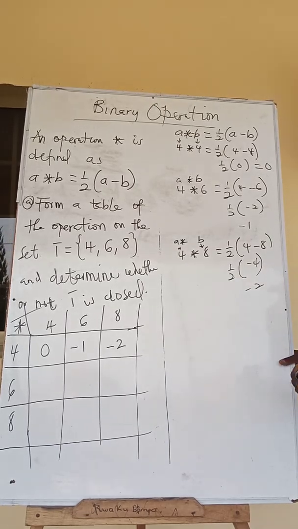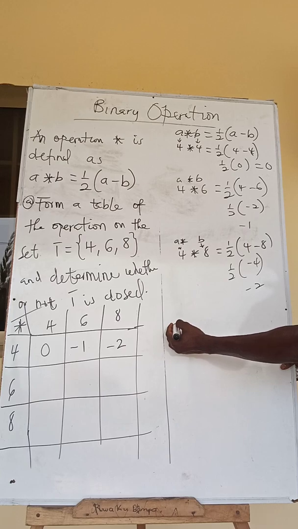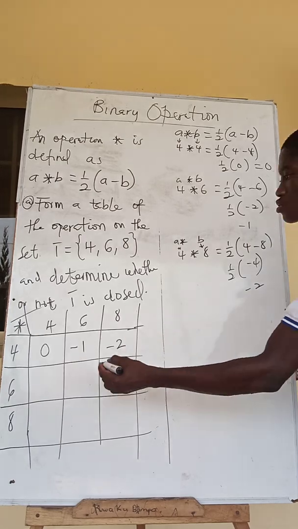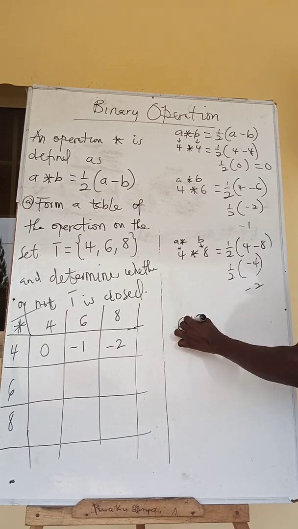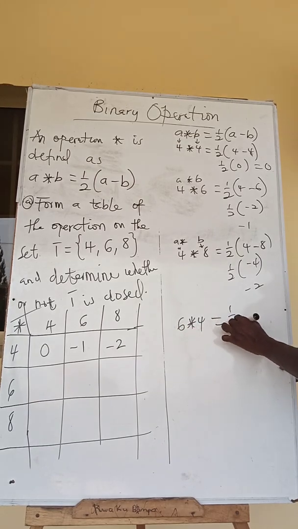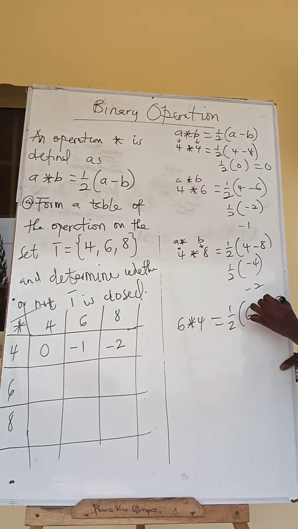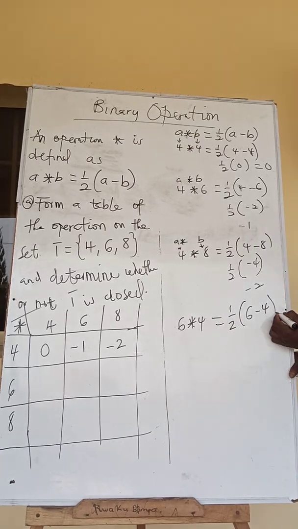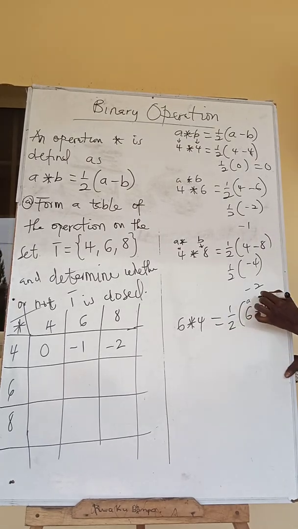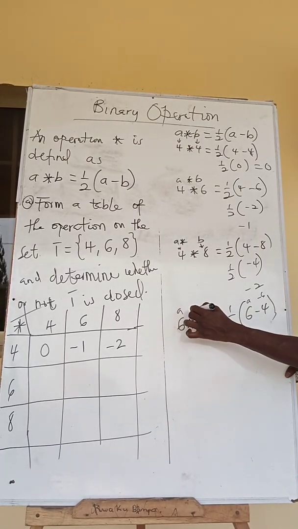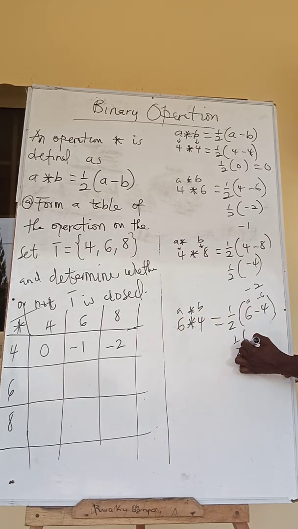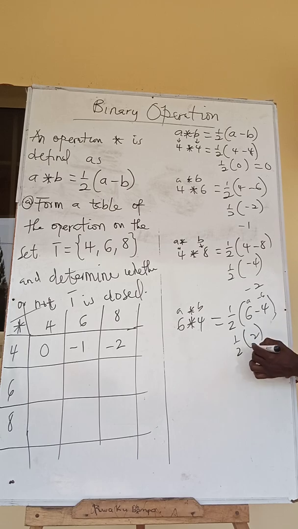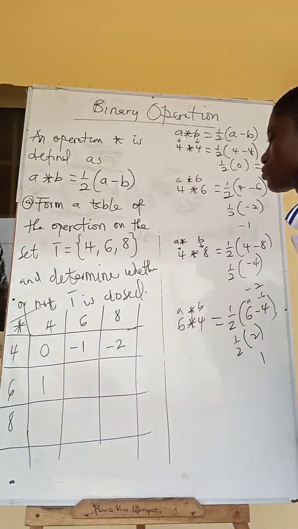I hope you can follow along, but I want to do everything. In the next example, I'll burden you with a lot of assignments. So 6 star 4. I'll jump some because I hope my students are good and can do it. 6 minus 4, A minus B. The same thing: half of 6 minus 4 is 2, and half of 2 is 1. So this is 1.